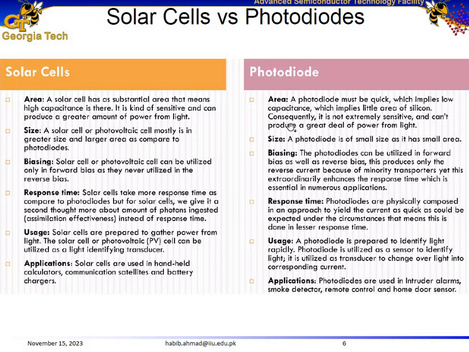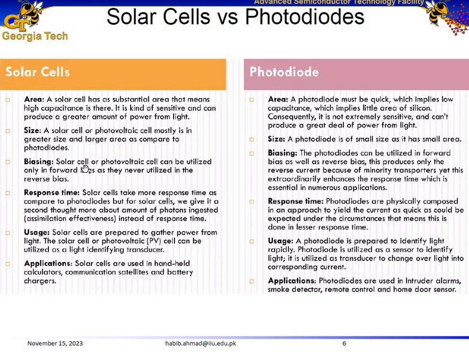So photodetectors and photodiodes are small area devices. If they are small area devices, we know capacitance is inversely proportional to area, so their capacitance would be smaller. The RC time constant would be smaller, resulting in a smaller delay for photodetectors. So we can have smaller sizes or smaller areas for photodetectors as well.